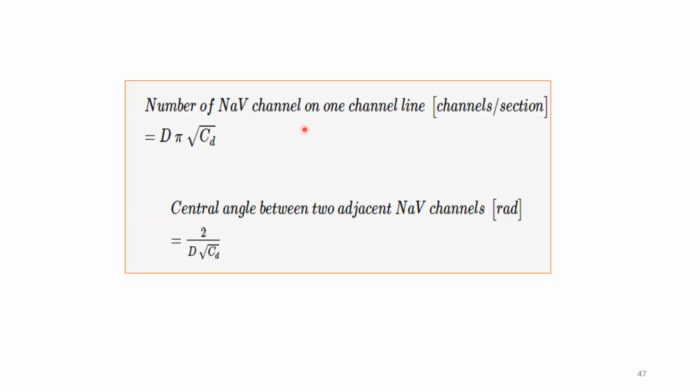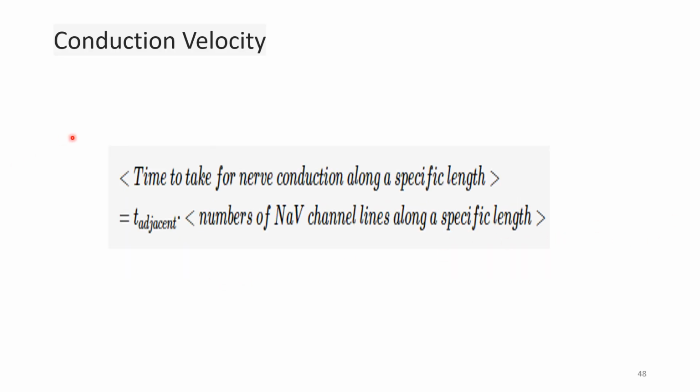The number of these channels on one channel line is equal to d pi under root of CD. And the angle between two adjacent channels is given by 2 divided by d under root of CD. Now coming to the conduction velocity. That is the time taken to conduct the action potential along a specific length. This is equal to T adjacent and the number of voltage gated sodium channel lines along a specific length. So voltage gated sodium channels are very much important in conducting the action potential.